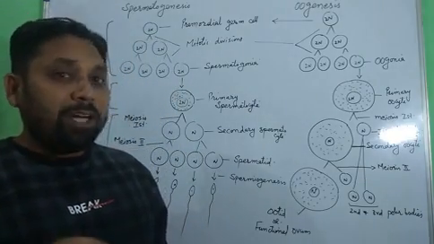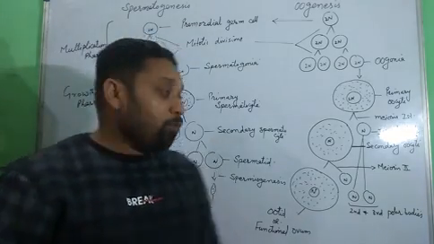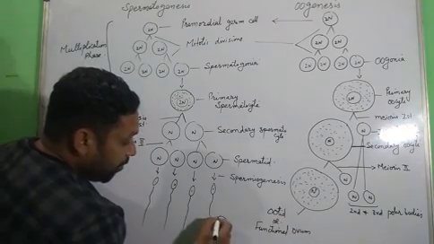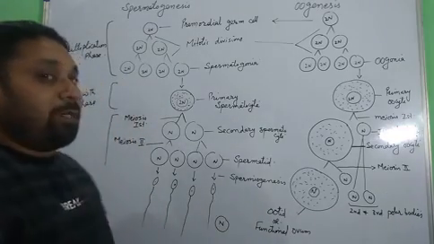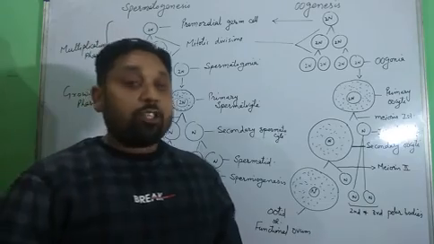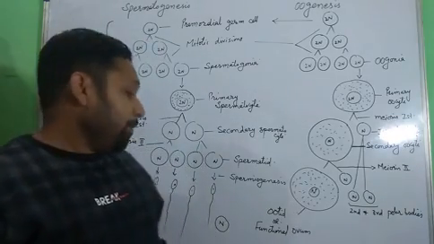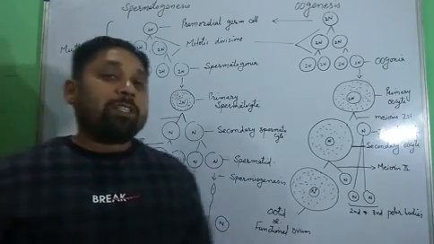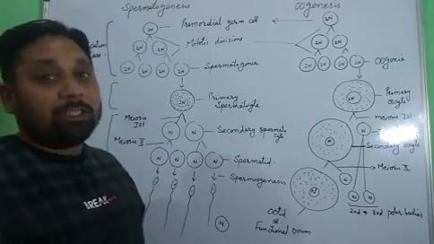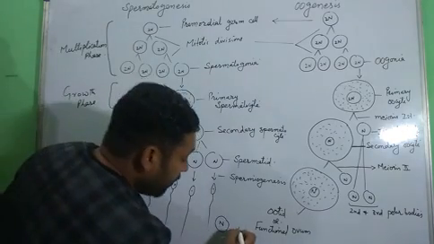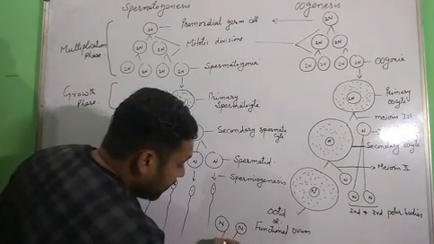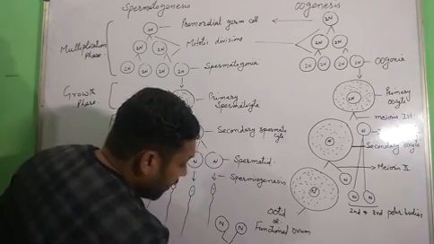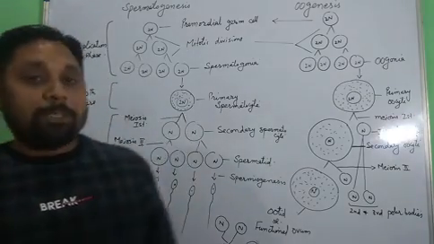Gametes have half the number of chromosomes present, that is n number of chromosomes, which are contributed by a single parent, whereas the fusion of these two gametes, that is ovum and the sperm, makes a zygote which contains the diploid number of chromosomes.